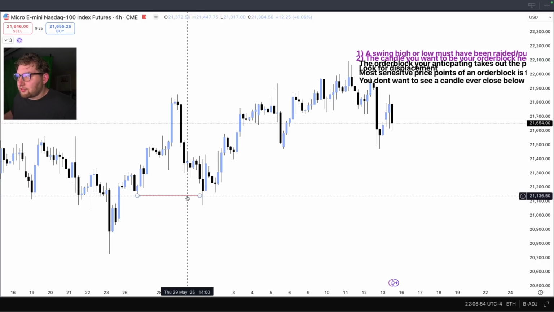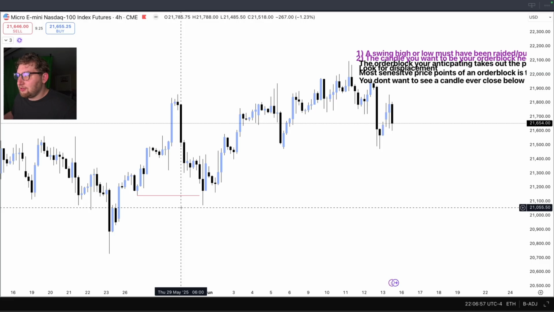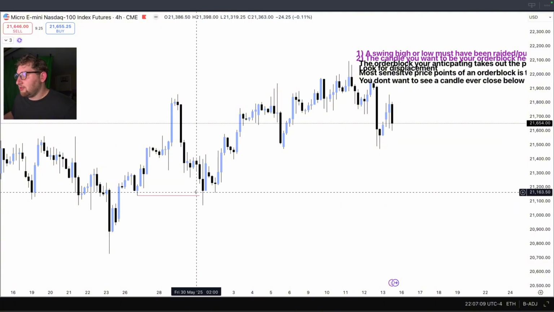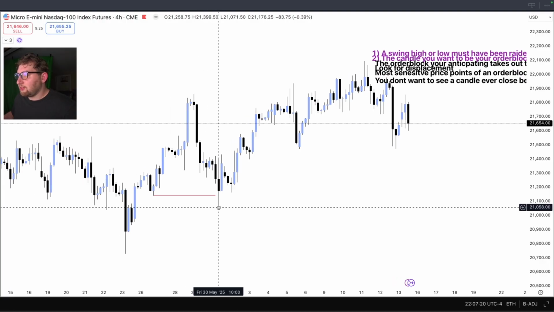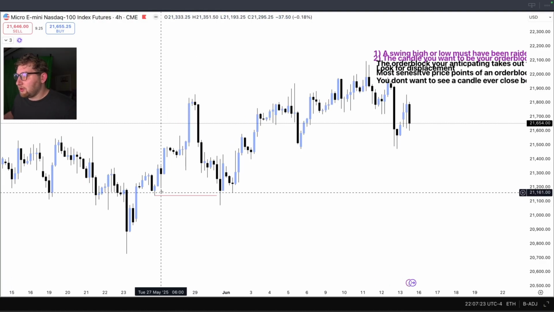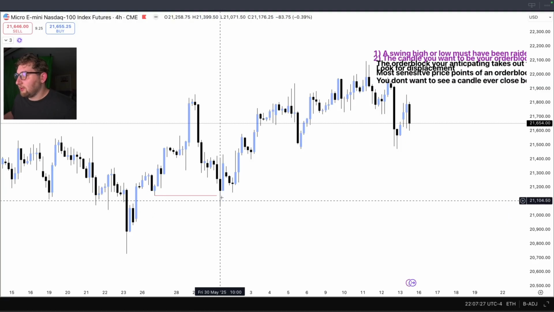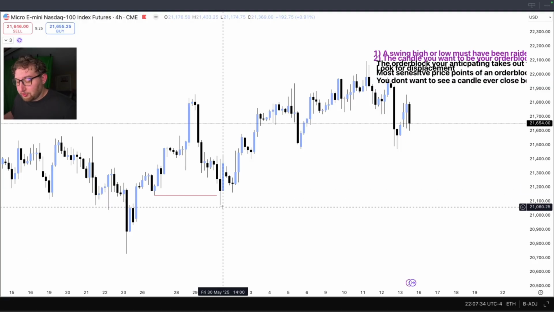Your order blocks don't have to be a body. Why do you think ICT says treat wicks like gaps? You can treat them like order blocks. This here is a rejection block. So just understand that a lot of times I'll see a swing low, and I'll see a wick take out a swing low, and I'll use that wick as my order block, because on a smaller time frame, it's really just a body.